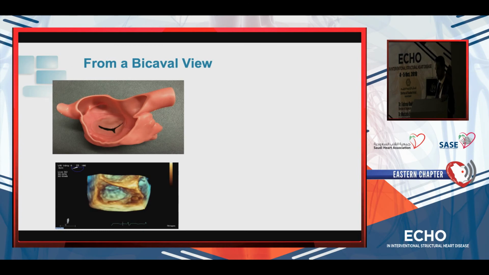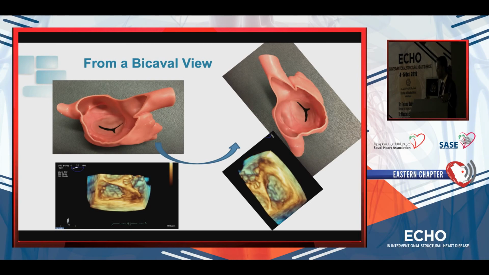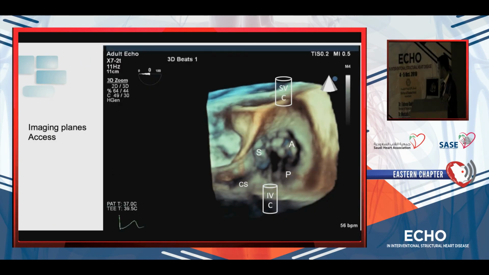So normally we start with a bicaval view, which is more or less like this. So you have your SVC over here, IVC over here, we have your tricuspid. And if we rotate it, we use it more or less like this, because we put the aortic valve on top. So we have the septal leaflet, the anterior leaflet, and the smaller posterior leaflet over here. So always try to visualize your 3D the same way for your interventionist, so they can get used to these images, because it's sometimes difficult for them as well.